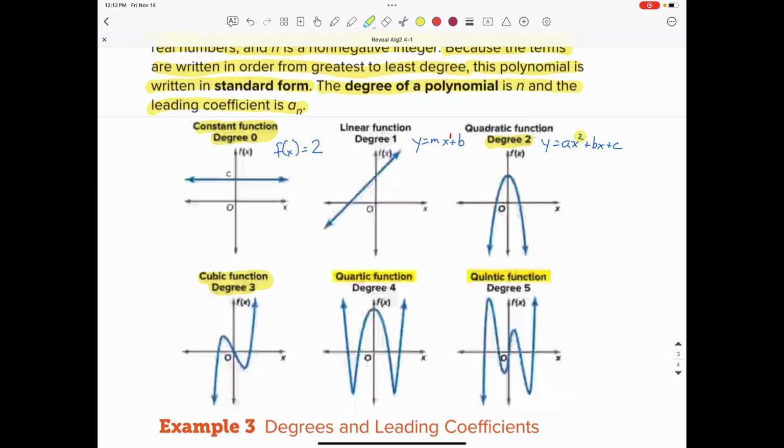Two more functions, and I don't particularly think you need to know the names of these, but they're listed anyway. A fourth degree function is referred to as quartic, Q-U-A-R-T-I-C. A degree of 4 means it's going to either increase on both sides or decrease on both sides. This one increases on both sides, but even functions will do the same on both sides as their end behaviors. And then a degree of 5 is referred to as a quintic function. And notice that since it is an odd degree, it is increasing on one side, but decreasing on the other side.